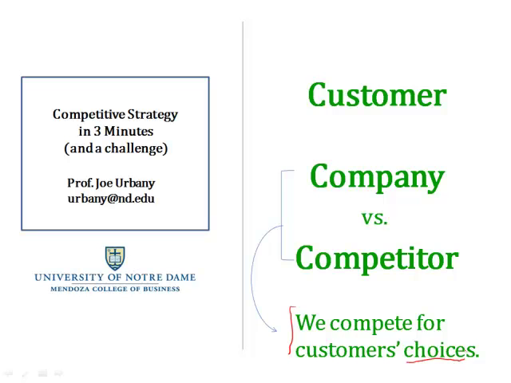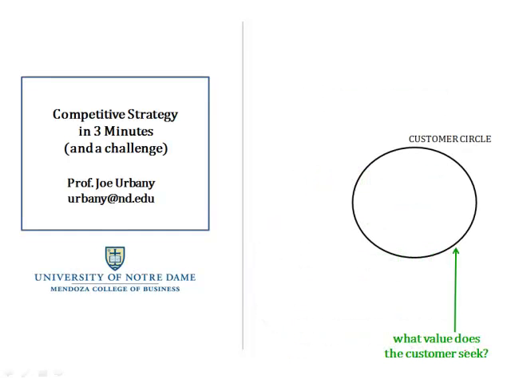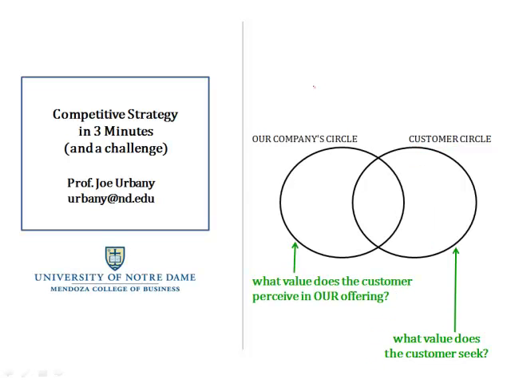Now, given that, we can begin to think about value in the market and how we might break it down and understand those choices. So think about a customer circle here. The customer circle contains the value sought by the customers. So the requirements, benefits sought, even deeper values here. What value does the customer seek? Add to that a second circle, which we would call our company's circle. Still from the customer's perspective, what value does the customer perceive in our offering?